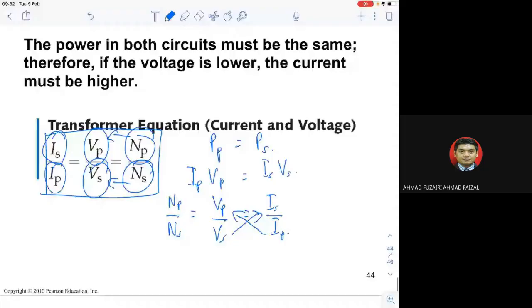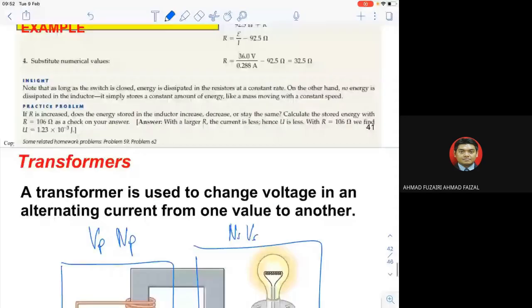You can use the formula that I gave you just now, considering voltage and current. So that will be the end of the topics of Faraday's laws of induction and the magnetic flux. Do you have any questions?